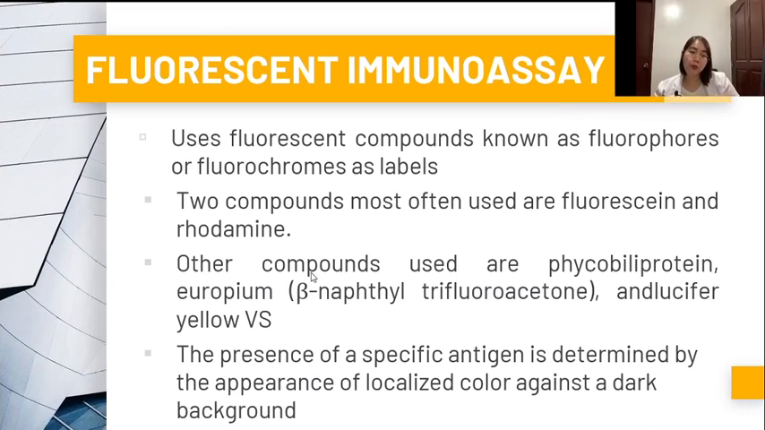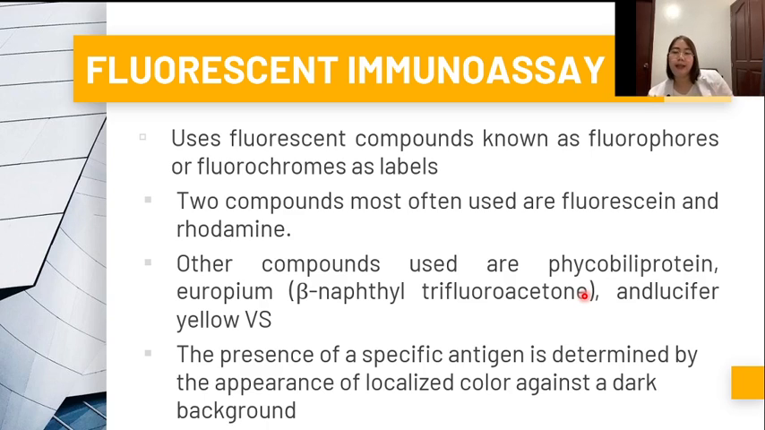Okay? So, Albert Coons was the one who demonstrated that antibodies could be labeled with molecules that fluoresce, and that is known as fluorophores or fluorochromes. Okay? So, two compounds most often used are your fluorescein and rhodamine. So, these fluorochromes and fluorophores can absorb energy from an incident light and convert that energy into light of longer wavelength and lower energy as it excites and returns to the ground state. And usually fluorophores are typically organic molecules with a ring structure.